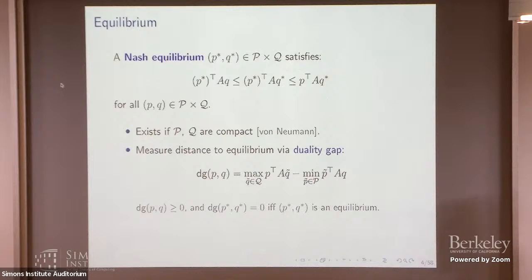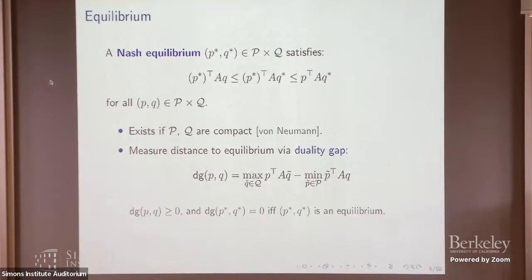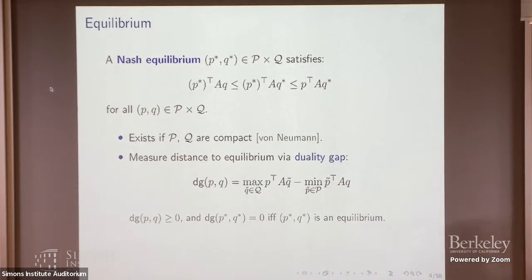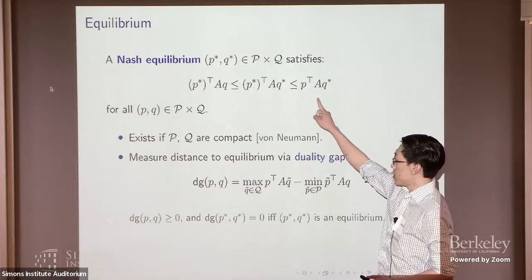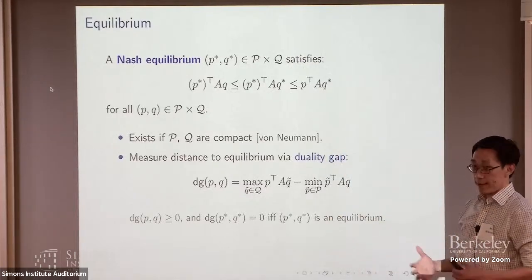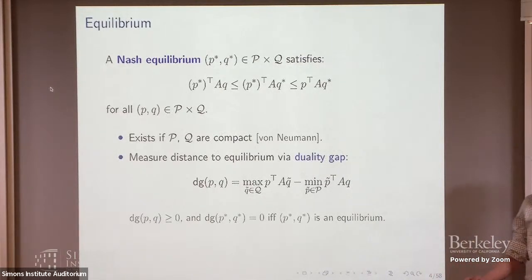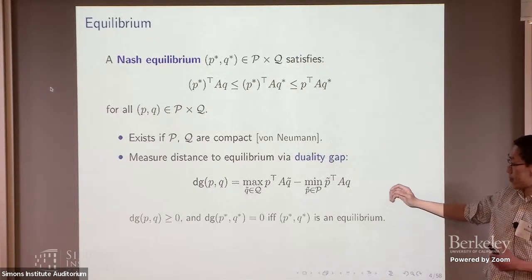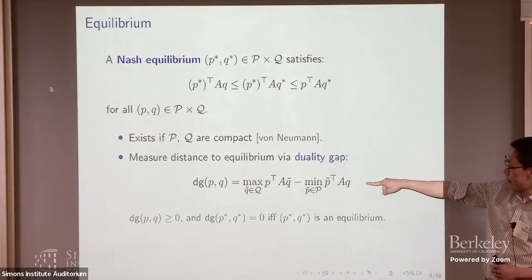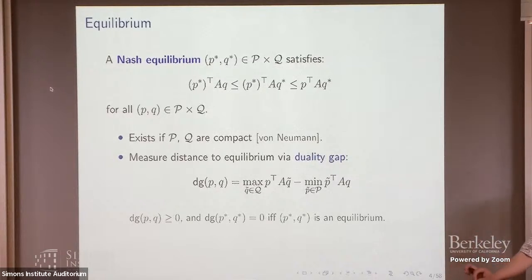Okay, and in this simple game, there is a well-defined concept of equilibrium, the classical notion of Nash equilibrium, which is stable under unilateral perturbation. And we know that it exists if the domain is compact at least. And one way to measure the distance to the equilibrium is via this notion of duality gap, which is, for any point PQ, for any strategy that you have, you measure this difference. And this is nice because you can show this is always non-negative and it is zero exactly at the equilibrium. So this can be one notion of how to measure distance.